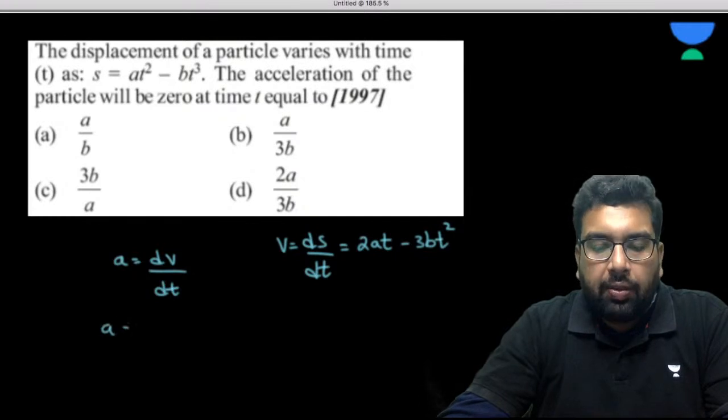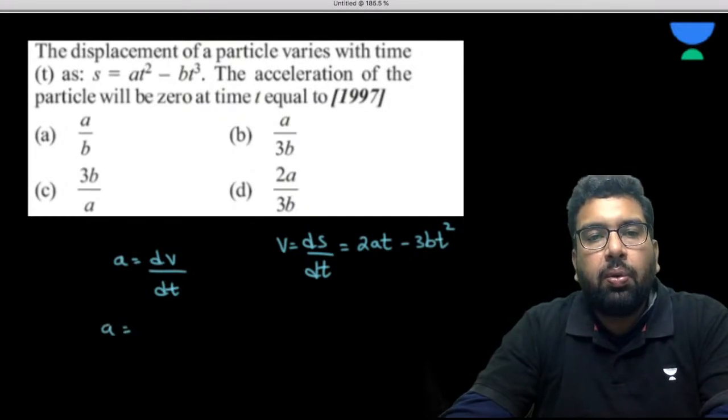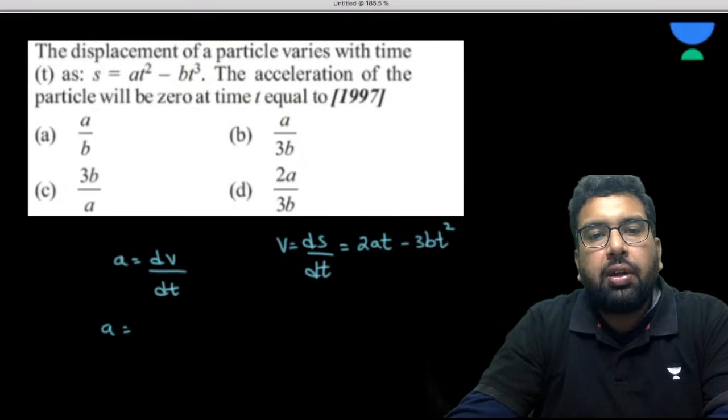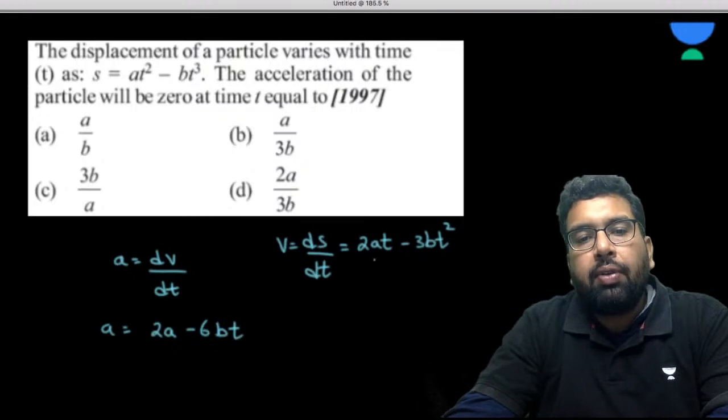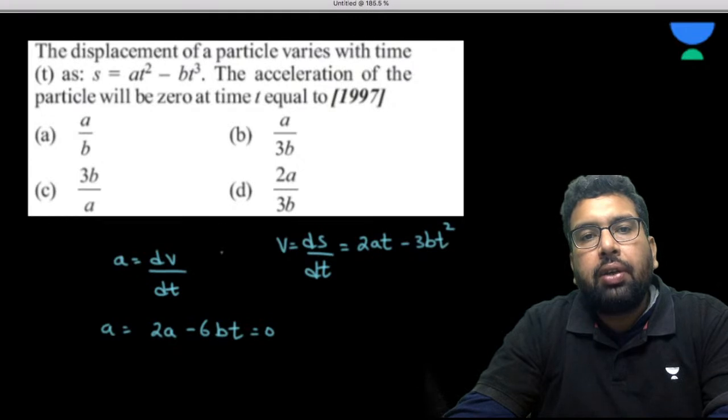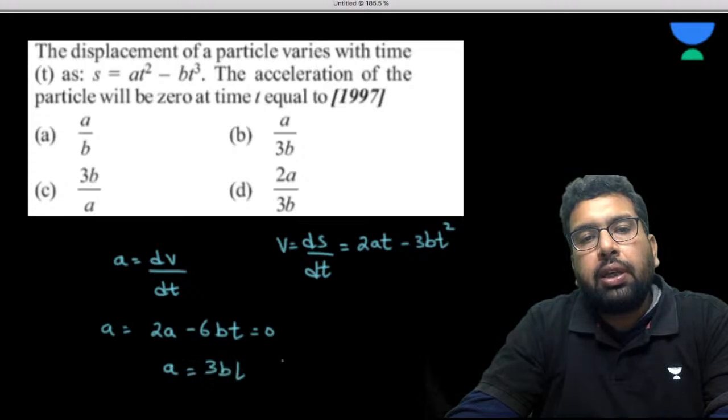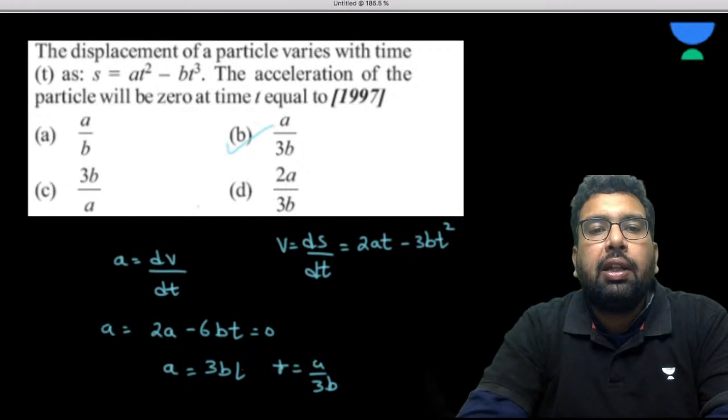Then what is going to be the acceleration? We can differentiate once more. So it will become 2a minus 6bt. I have differentiated this again and it is equal to 0. It says the acceleration of the particle will be 0 at time t, so we put it equal to 0. Very easy. It will become 2a equals 6bt, so t will be a upon 3b. So this is going to be the answer.